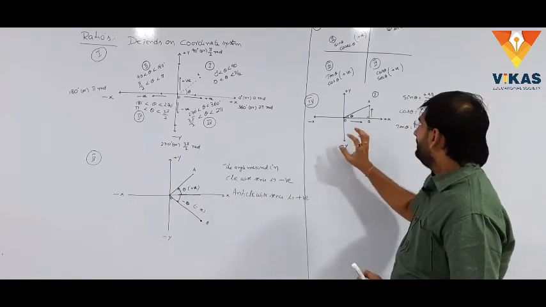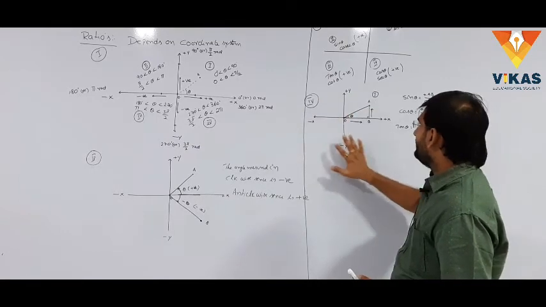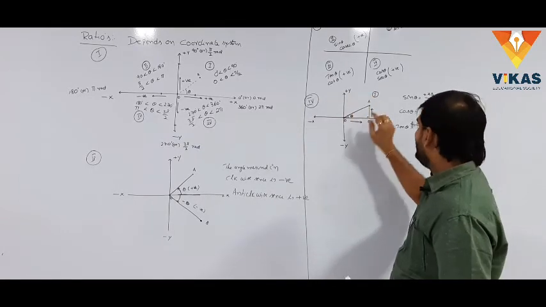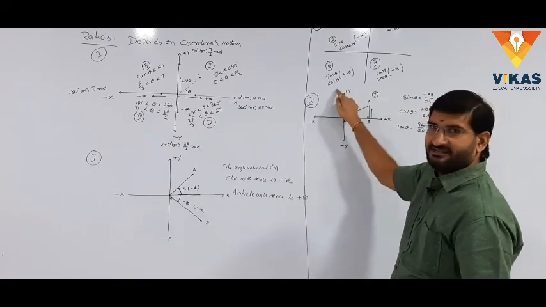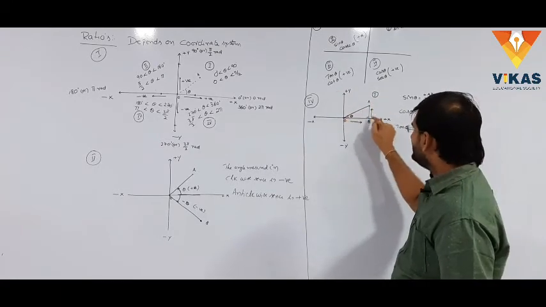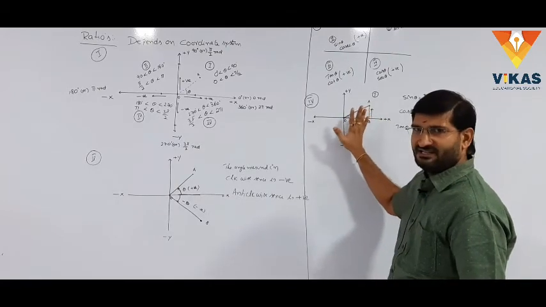Here we observe clearly. First of all, we consider one coordinate system. This is the coordinate system. This is the first quadrant, between 0 to 90 degrees. I will consider one right angle triangle here.